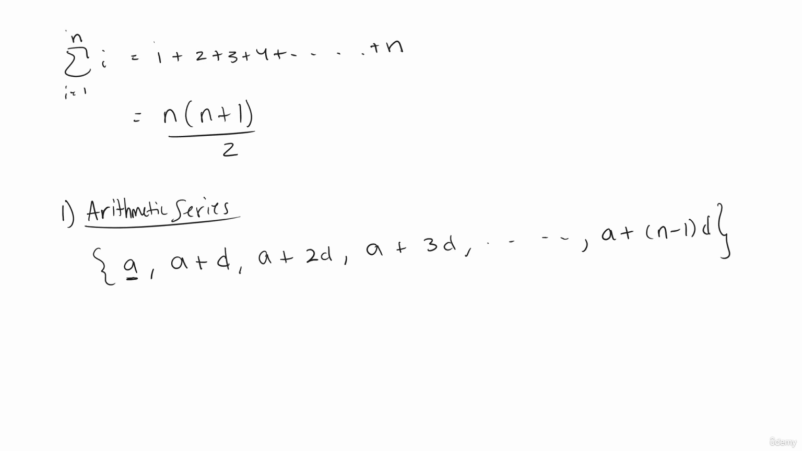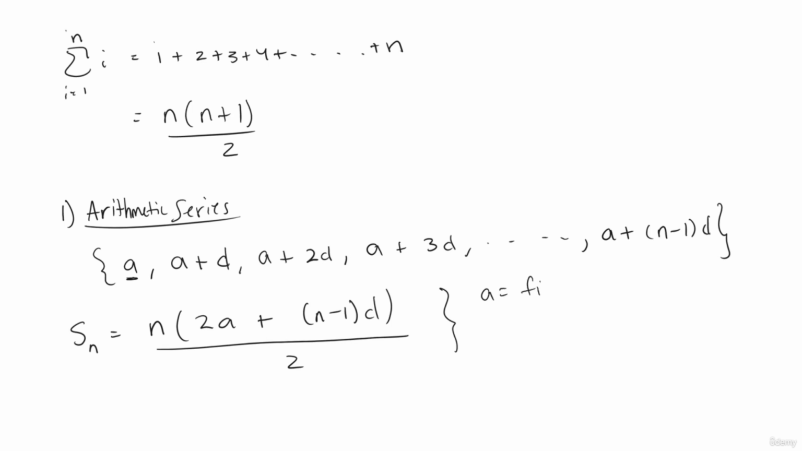And so what happens here is that we can write the sum of this sequence. It's commonly written like this, S sub n, and its general formula follows this right here: 2 times the first number plus n minus 1 times the common difference, that's what it's called, and it's all divided by 2. And so let me write this down: a is going to be the first term, and then d is going to be our common difference.